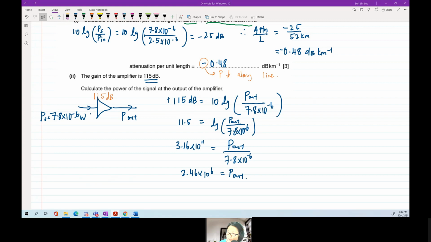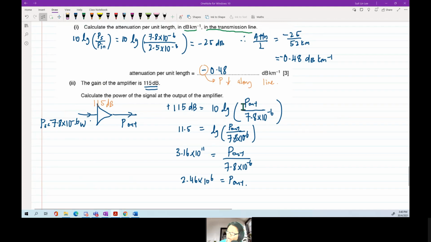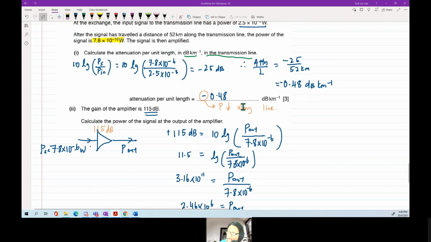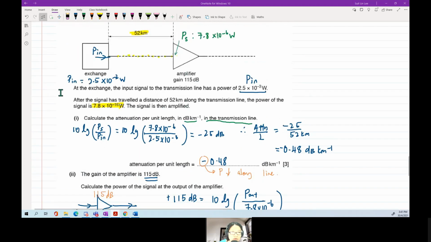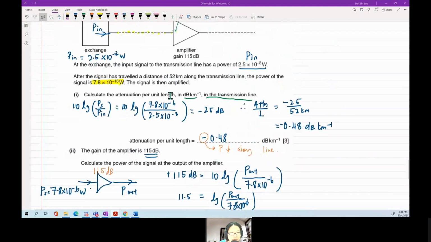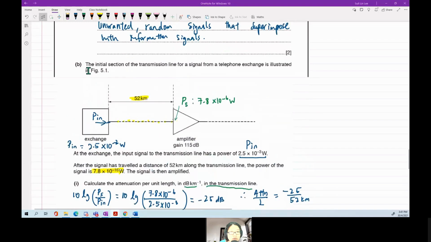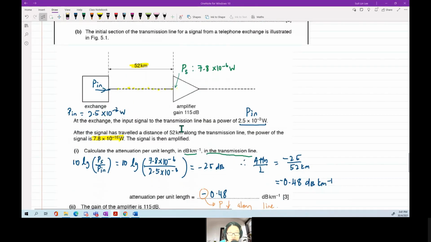Did I press my calculator wrongly? 2.5, 7.8, what? 2.4. Wait, let me double check. Something feels very weird because this is very big. Negative 3, 52 km, 115, negative 6.